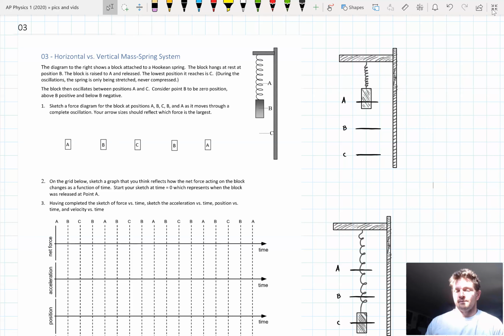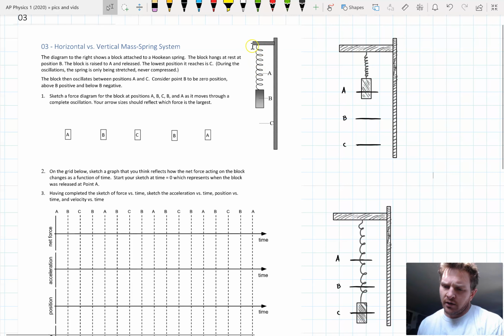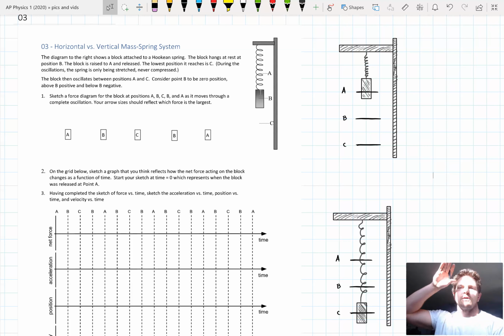Good morning. We're going to be going over the vertical oscillator right now. So let's get started. We have this spring that's attached to a block, and eventually somebody gets it oscillating, going up and down. It's just like the lab that we were doing before all this craziness happened. So let's read through this.